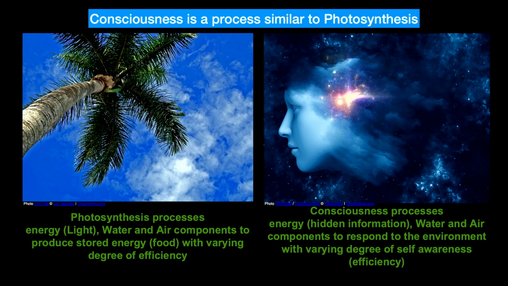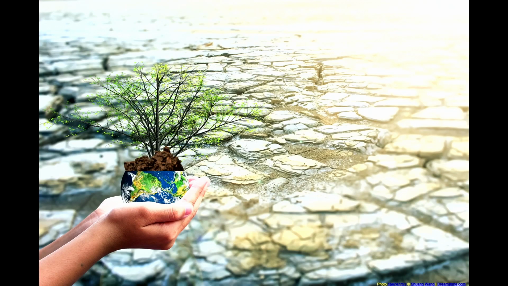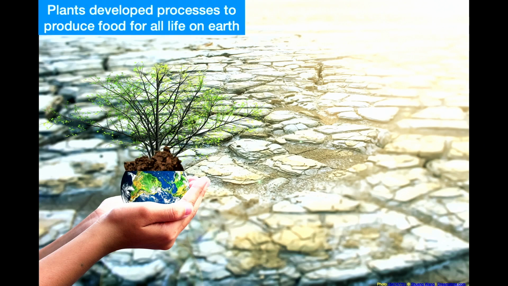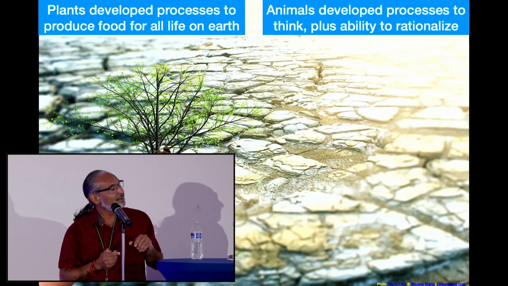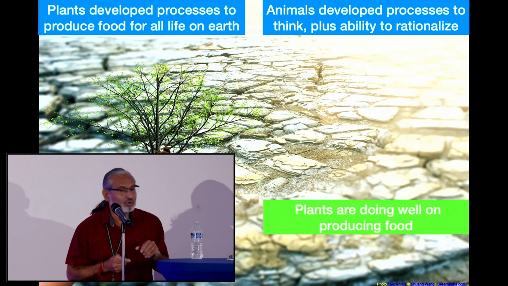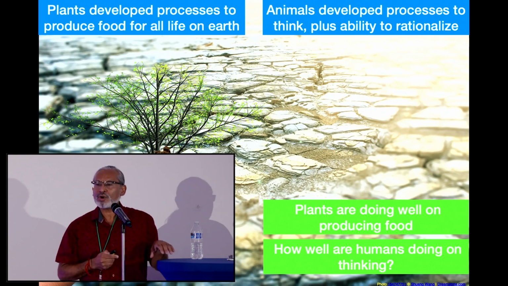We can measure light. But at quantum level, there is information, then also utilizing water, air, oxygen, let's say, and components of other components, and then respond to the environment in varying degree of self-awareness, which is related to efficiency. So in that sense, if you think about the evolutionary part again, where the plants and animals split, plants excelled in developing photosynthesis, and we excelled in developing tools for consciousness. So if you buy this, at least I can say that plants develop processes to produce food for all life on the planet. Animals develop processes to think and the ability to rationalize. Well, plants are doing a very good job producing food for us. How are we doing?